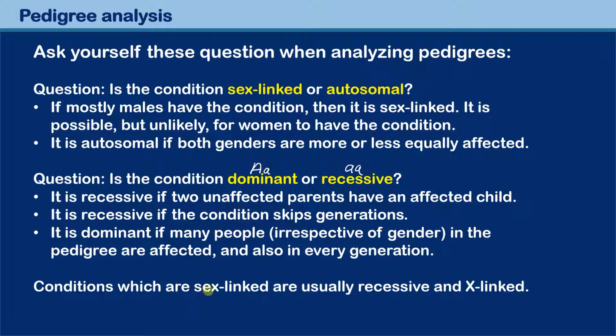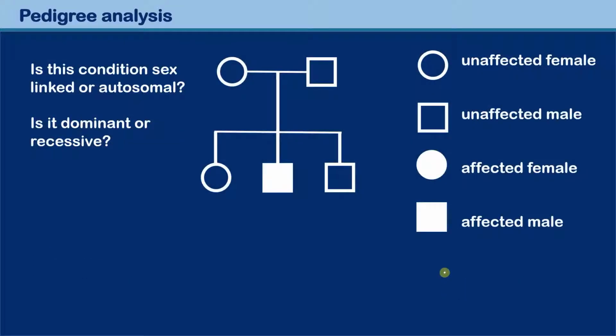And conditions which are sex-linked are usually recessive and also linked to the X chromosome and not to the Y chromosome. The other things also exist, they're relatively rare. So we're only going to cover these examples with X-linked, sex-linked conditions. Let's have a look at a few of these pedigrees and let's analyze them.